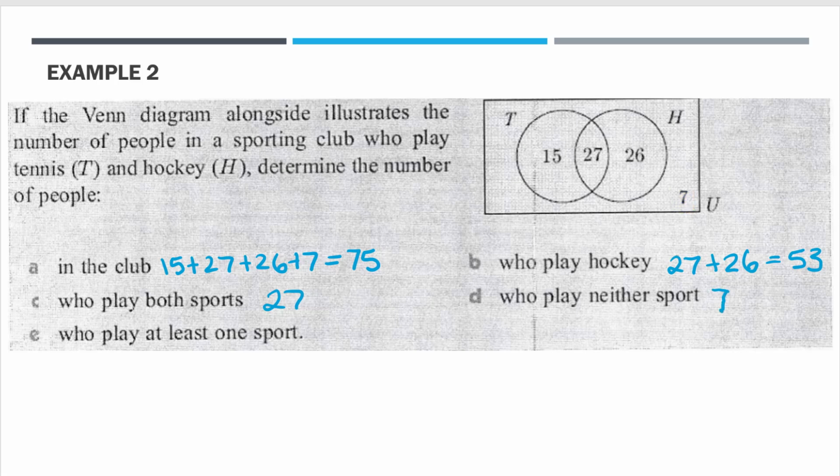And in E, we're asked who play at least one sport, meaning that they could play one sport, but they could also play two sports. So we have the tennis and the hockey, and then we also have both sports together. So we're going to add 15 plus 27 plus 26, which is equal to 68.